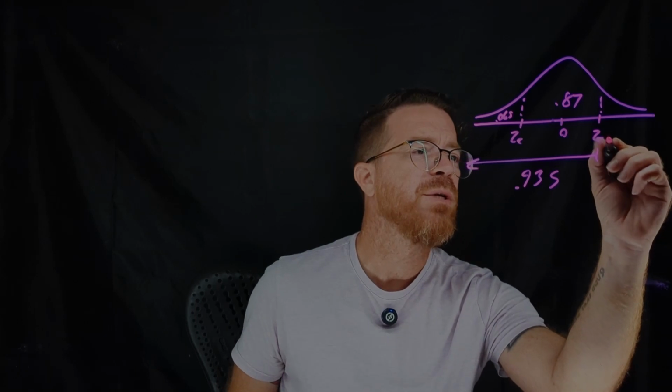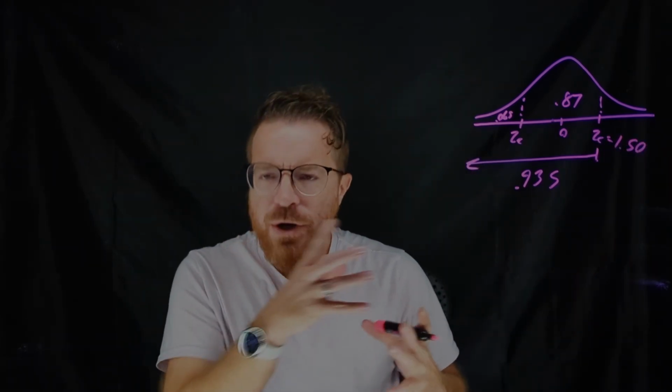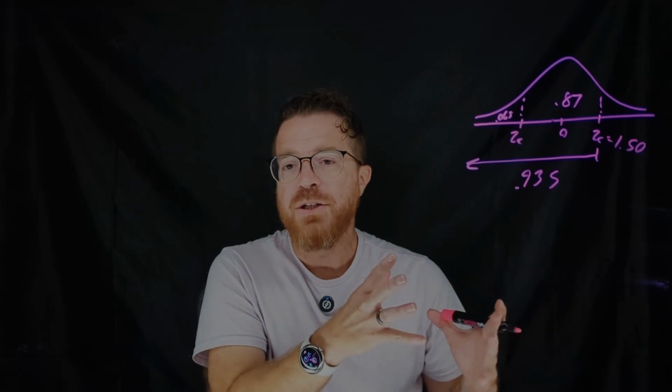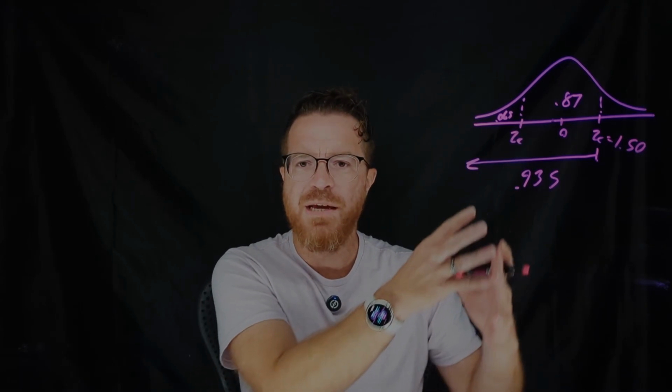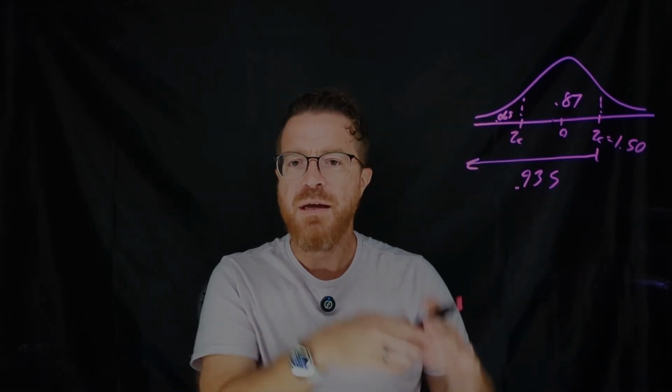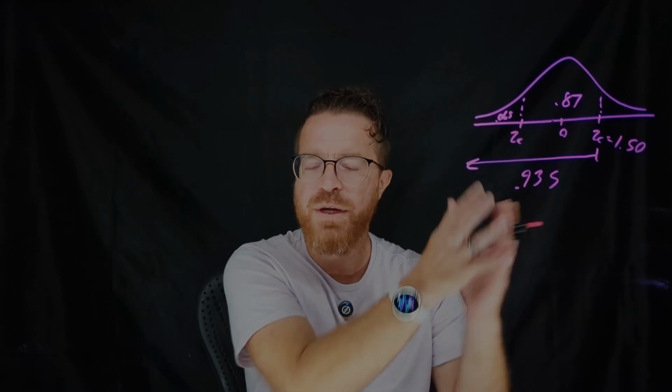So my z critical is going to be 1.50. Now you might wonder, how does all this relate to what we're actually talking about? Because we wanted the confidence interval for mu, and all we're doing is saying what z critical values would give me this percentage of the data, or this decimal value of the data between them.